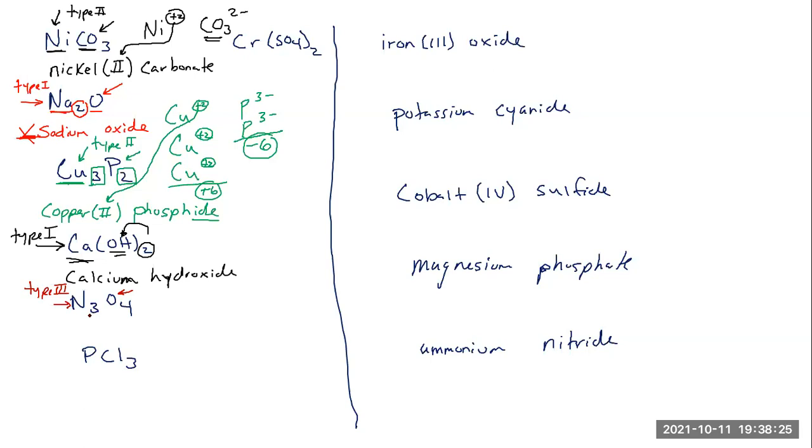So the first prefix here should be tri for 3. We use the entire first name of the element that comes first in the formula. So this would be trinitrogen, the whole name there. We would then use the second prefix, which is 4. So that is tetra. And the second element does get the IDE at the end of it, and that would be oxide.